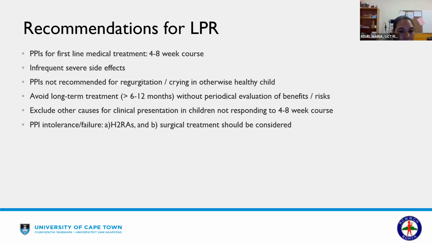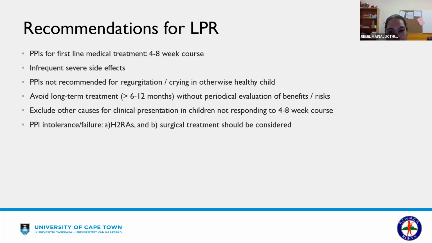PPIs are not recommended currently for regurgitation or crying, or for children that are crying, and these are obviously healthy children that have no other comorbidities. The recommendation is also to avoid long-term treatment to prevent these more severe side effects. And so the recommendation is 4 to 8 weeks, and if there is a response, to potentially continue 6 months up to 12 months, but really not necessarily going beyond that.